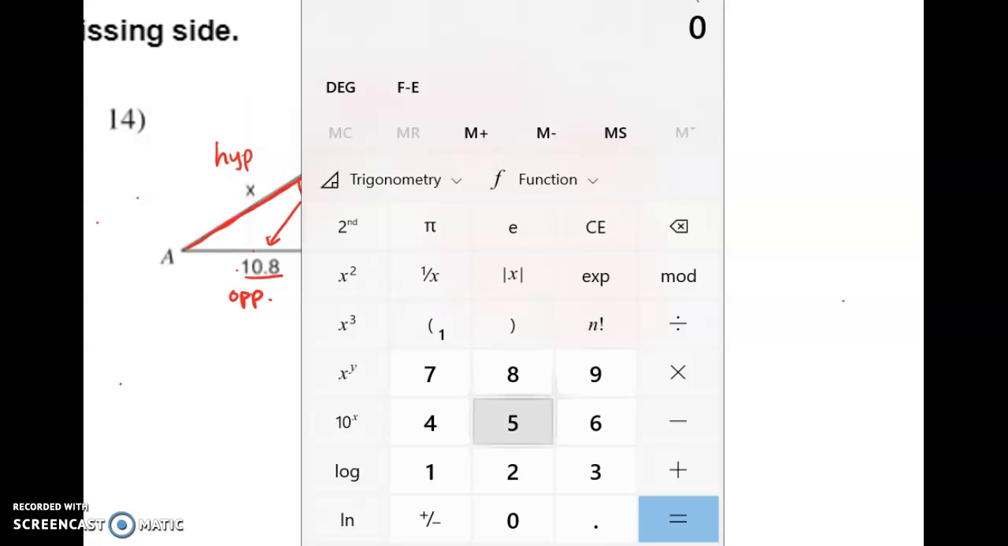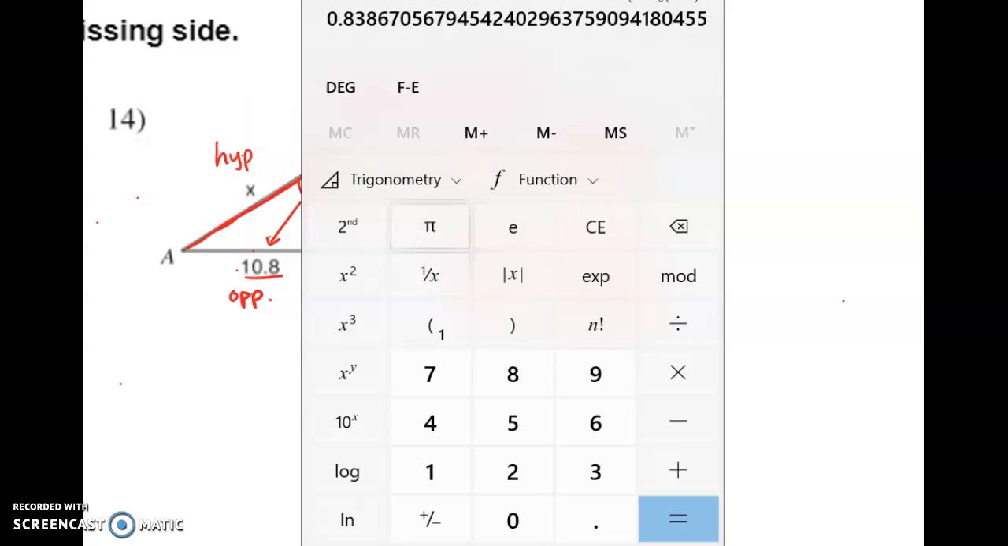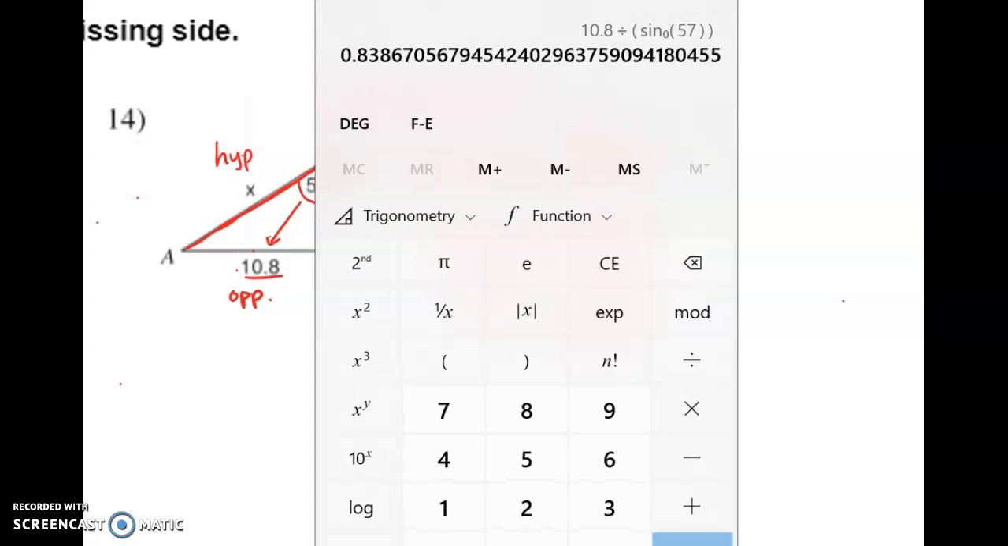On one of these scientific calculators, I enter the 57, the angle, first, and then I go up here to trigonometry. I need the sine of that. So I click on that, close my parenthesis, and now I've got, you can see up here, 10.8 divided by the sine of 57. Go hit equals.